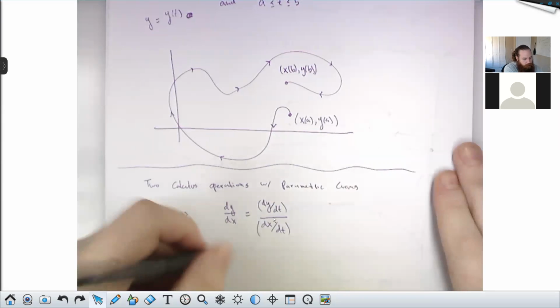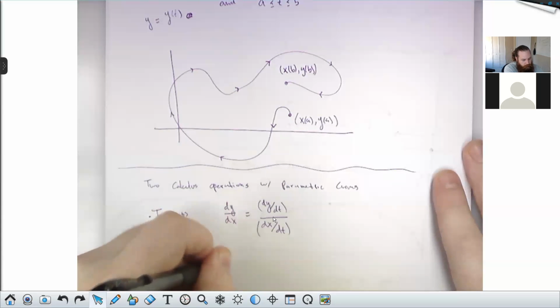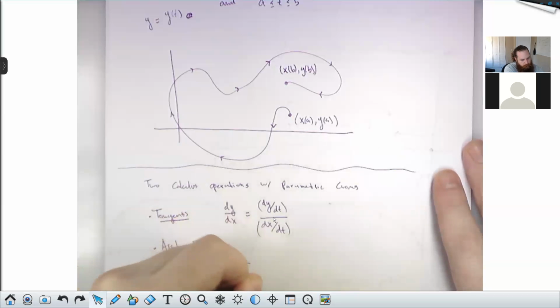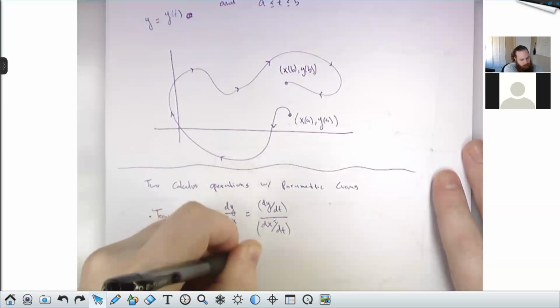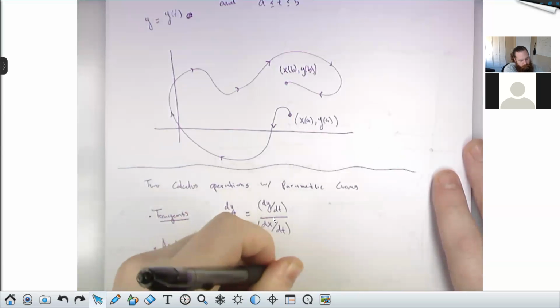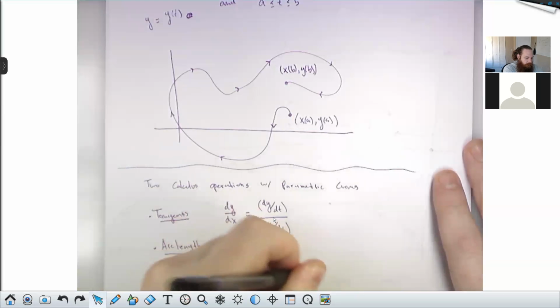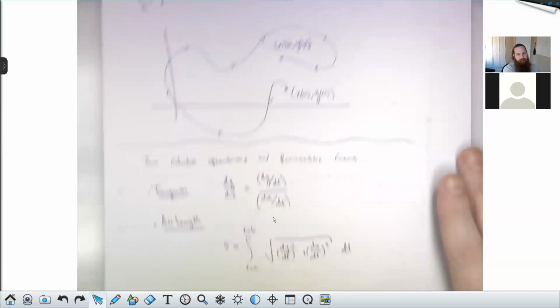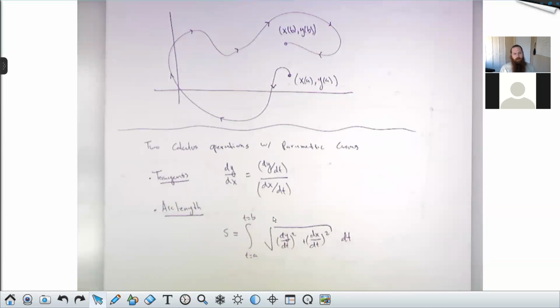Arc length, your arc length integral is a time integral now. I'll still use the symbol s for arc length, and this is the integral from t equals a to t equals b of the square root of (dy/dt) squared plus (dx/dt) squared, all done dt. I'm going to go through a little derivation of the arc length integral for you because it's kind of neat to see how it relates to the one we did back in chapter 8.